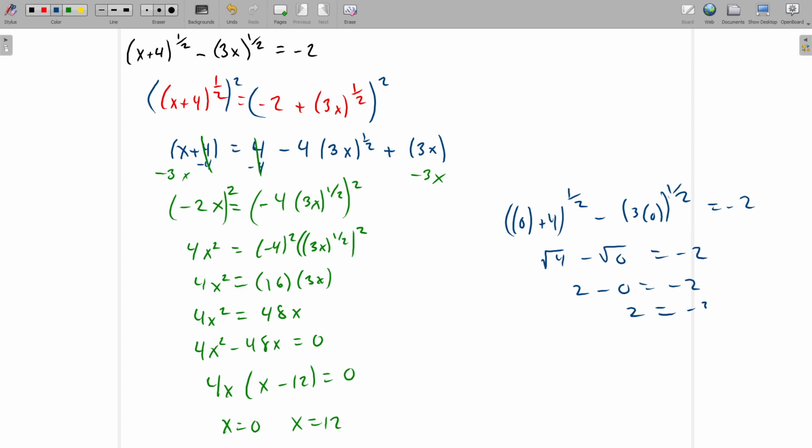and 2 equals -2. This doesn't make sense. This is not a true statement. So x equals 0, this solution is not a real solution. This is called an extraneous solution. We can do the same thing with 12 and plug it in.